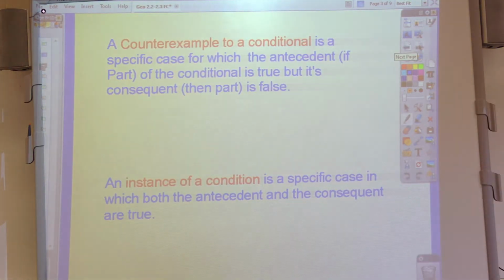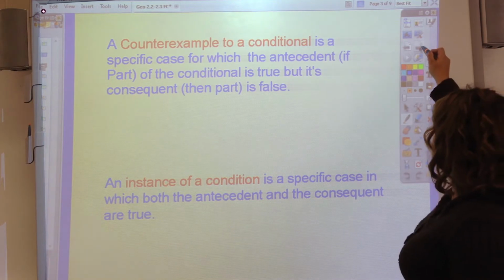A counterexample to a conditional is a specific case where the antecedent, the part after if, is true, and the consequent, the part after then, is false. You only need one counterexample to disprove a conditional. An instance of a conditional is a specific case where both the antecedent and the consequent are true.